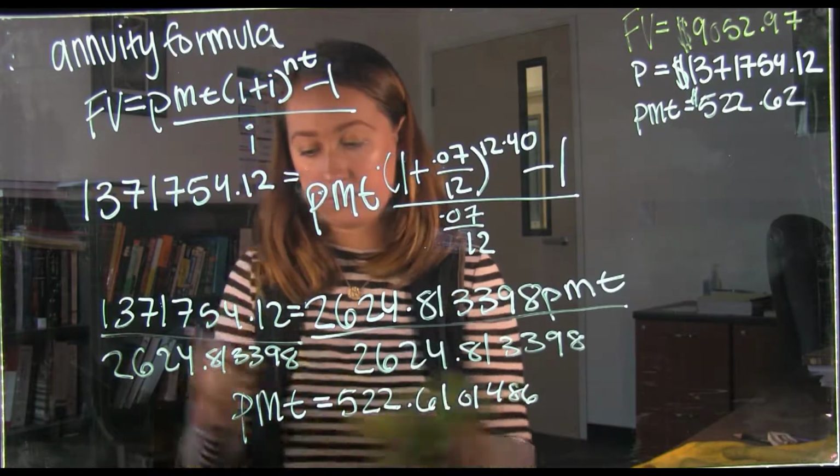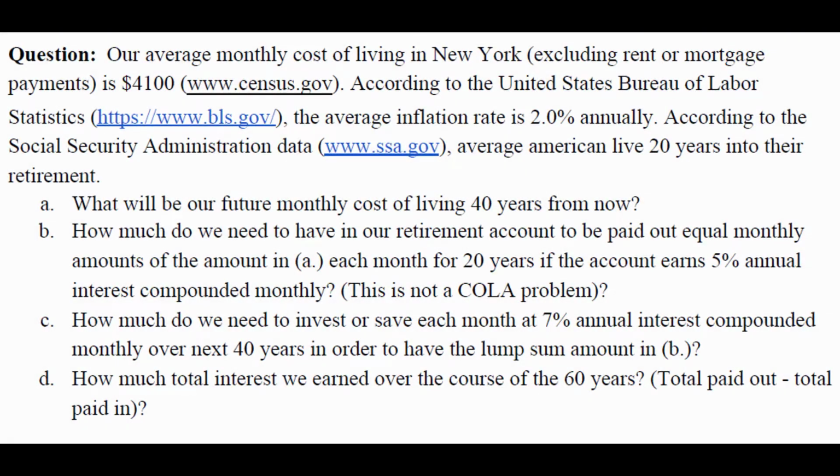So now for the last part, we're going to determine how much total interest we earned over the course of 60 years. And this is the really easy part because it's your paid out minus your paid in. So we're going to take her payments that she was paying in for those 40 years, figure out how much that ended up being, and subtract that from how much she took out during the time that she was retired, and that's going to be how much interest overall that she earned.